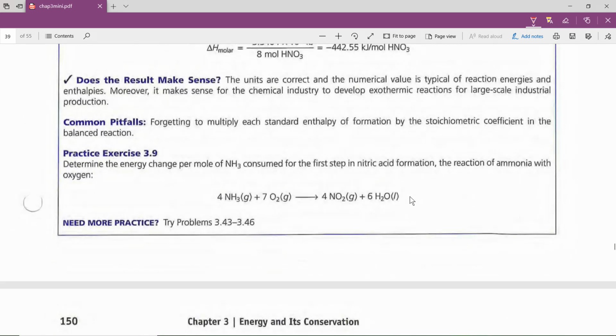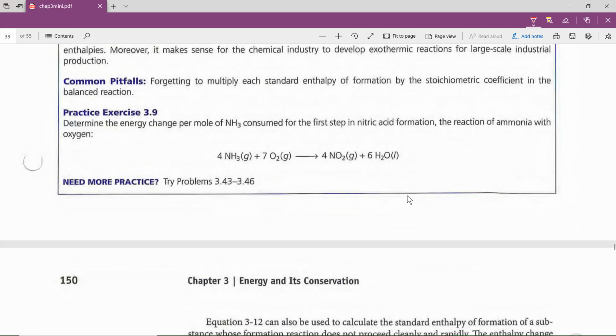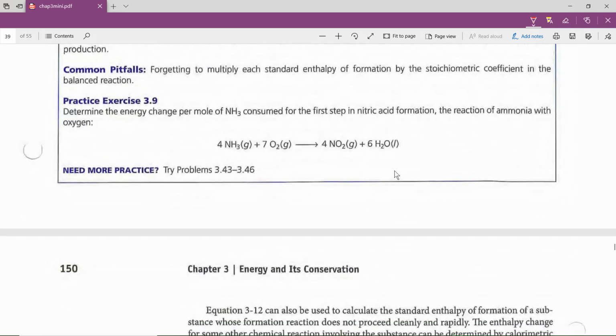Okay, practice exercise 3.9. Determine the energy change per mole of NH3. So you would take 4 times the heat of formation of NO2 plus 6 times the heat of formation of H2O, but this time liquid, minus the sum of 4 times the heat of formation of NH3 plus 7 times the heat of formation of O2. And they want it per mole of NH3. So once you get an answer, then you divide by 4. So it gives you per mole of NH3.